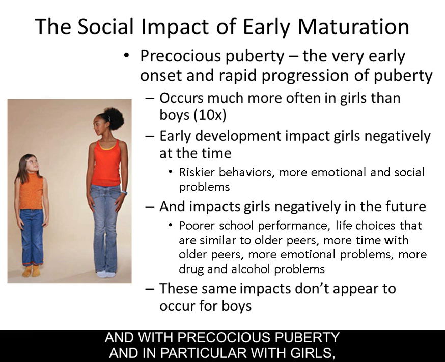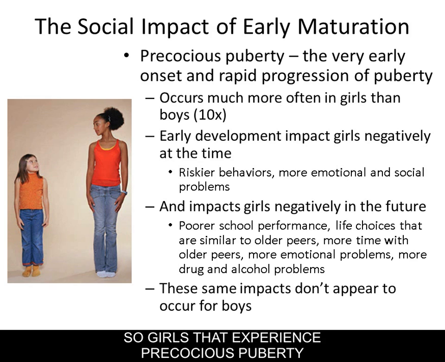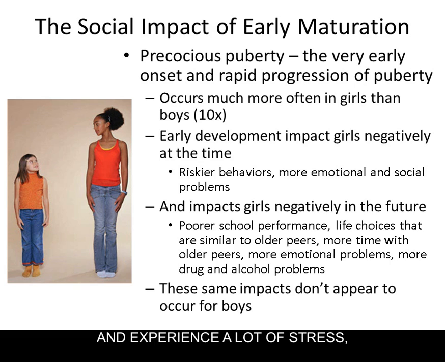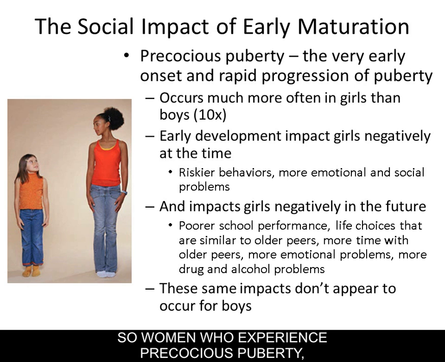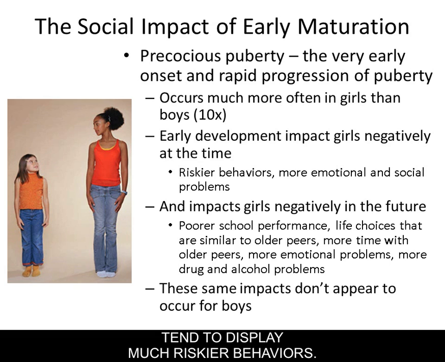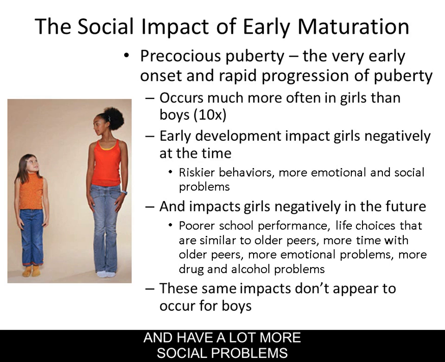And with precocious puberty, in particular with girls, we see a lot of negative impacts. Girls that experience precocious puberty not only are picked on more often by their peers and experience a lot of stress, but they start to change their behavior as well. Women who experience precocious puberty, even if they didn't before they experienced puberty, tend to display much riskier behaviors. They also become much more emotionally unstable and have a lot more social problems after experiencing precocious puberty.